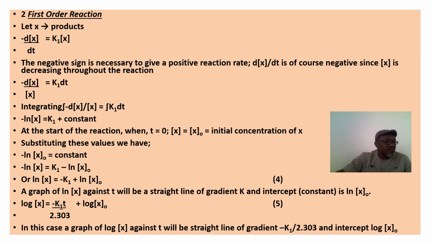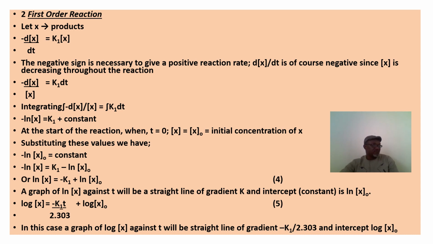If you're integrating 1 over x, you'll get ln x. Now we'll go back to the initial boundary conditions for us to be able to get this constant. At the start of the reaction, when t is equal to 0, x will be equal to x0, that's the initial concentration of x. We substitute, and our constant will be equal to minus ln x0. So we'll now solve, and we'll get ln x is equal to minus k1 t plus ln x0.